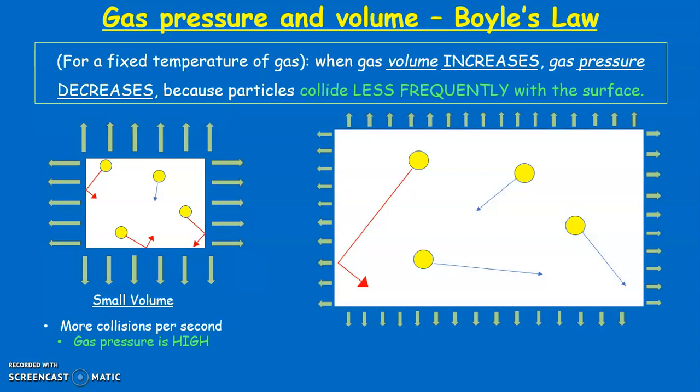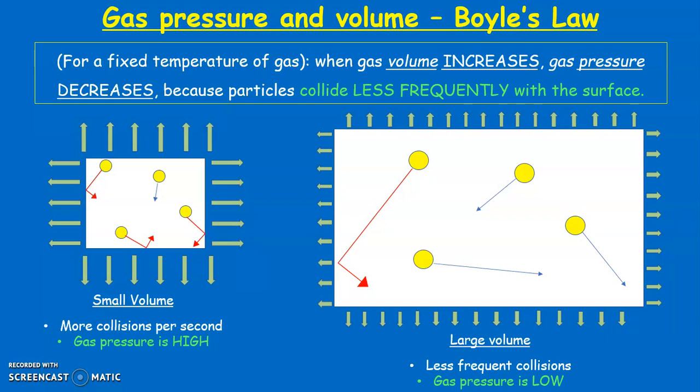In this case, we've increased the volume. There's more space now. More space means that the gas particles are less likely to collide with the surface. If they're less likely to collide, there are less frequent collisions. So less frequent collisions, less force on the surface, less pressure. As gas volume increases, gas pressure decreases. And that's a very important fact to learn.